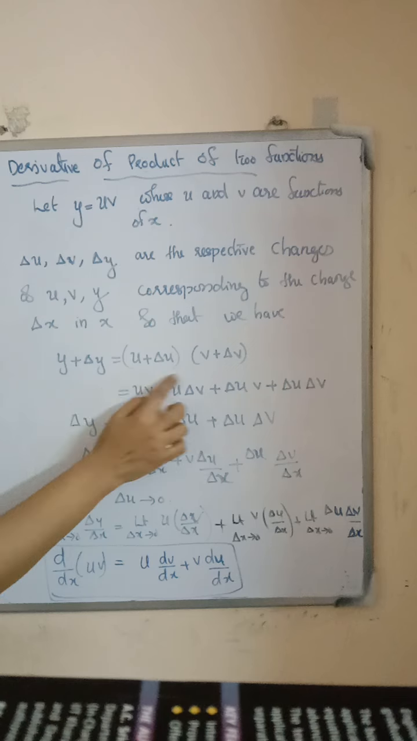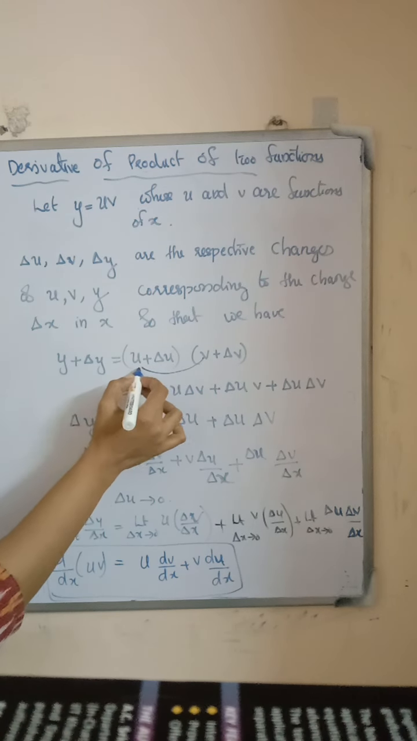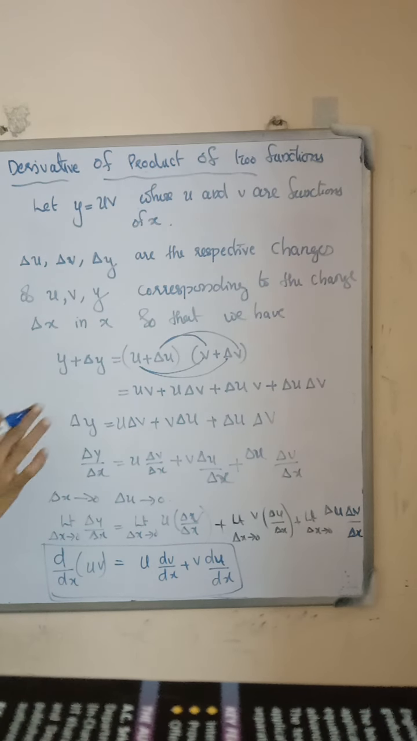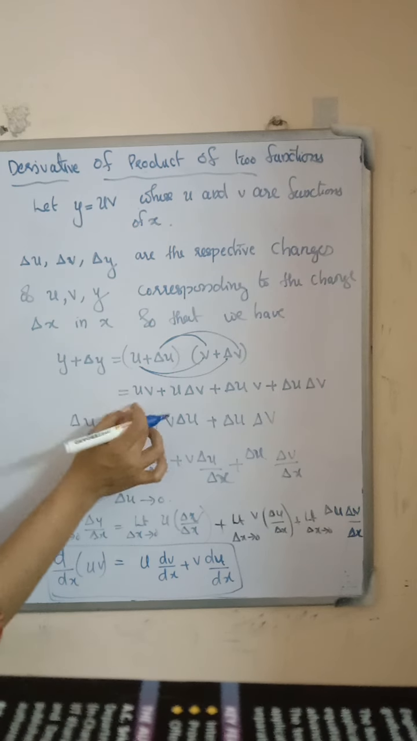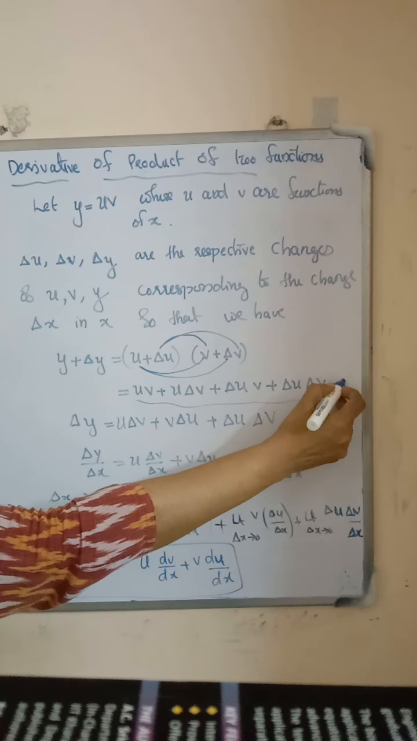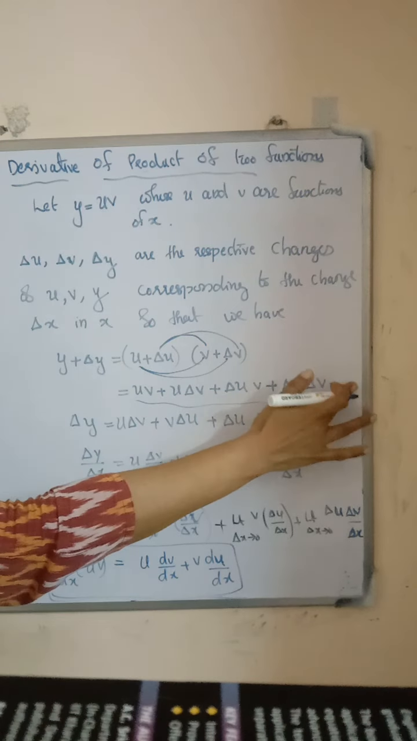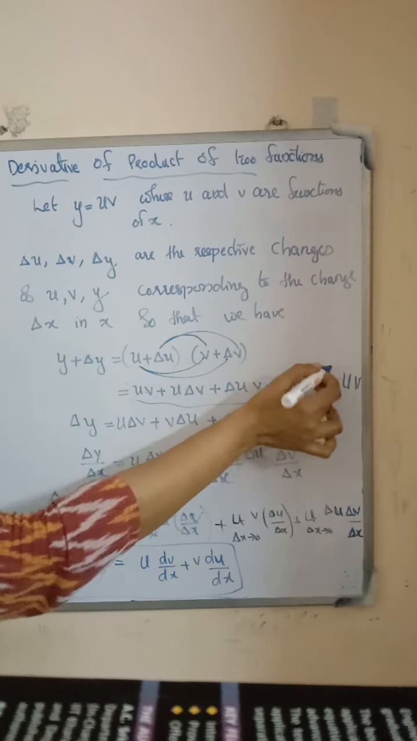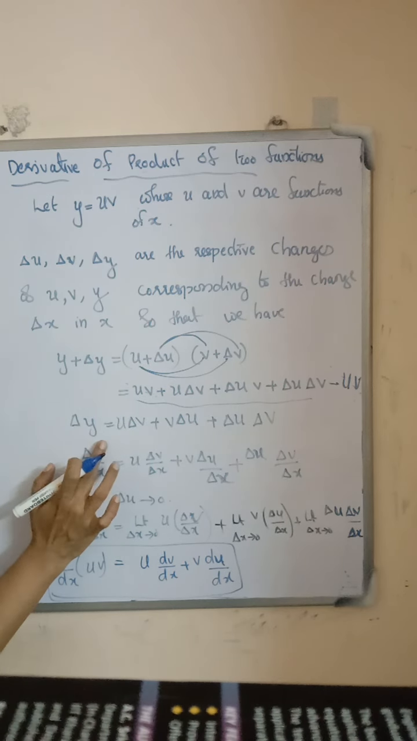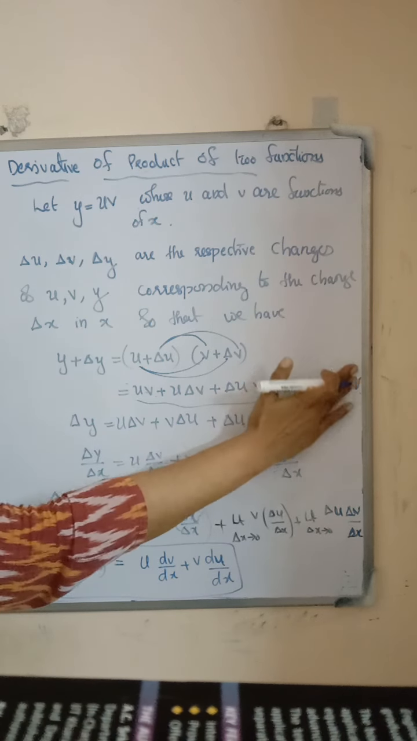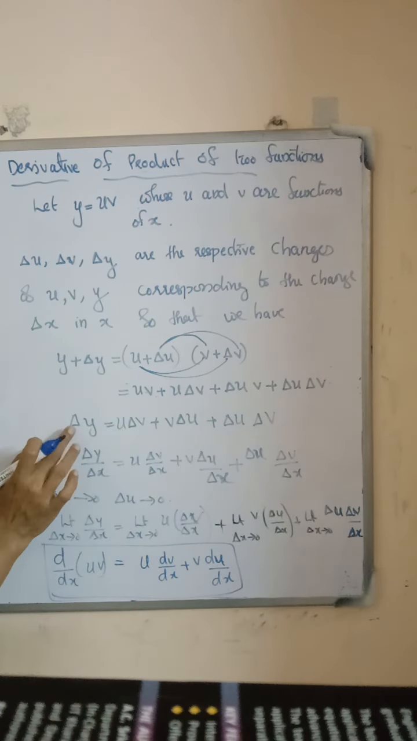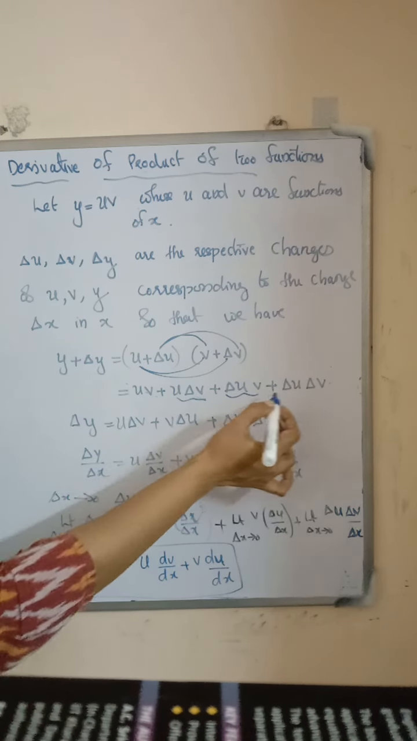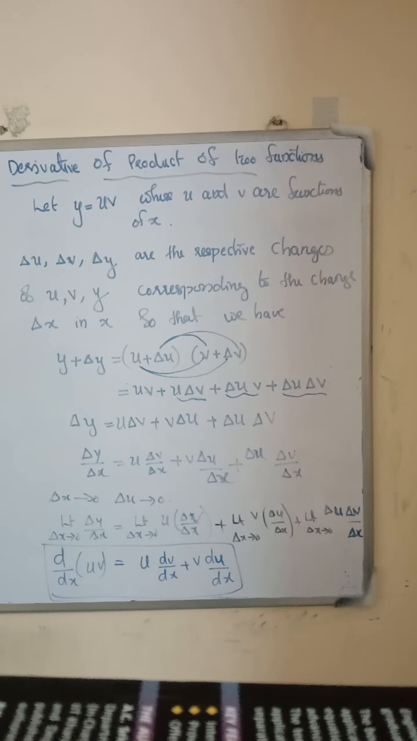Multiplying, we get uv plus u delta v plus v delta u plus delta u delta v. So delta y is equal to this term minus y. What is y? y is equal to uv. Cancelling uv and minus uv, delta y is equal to u delta v plus v delta u plus delta u into delta v.